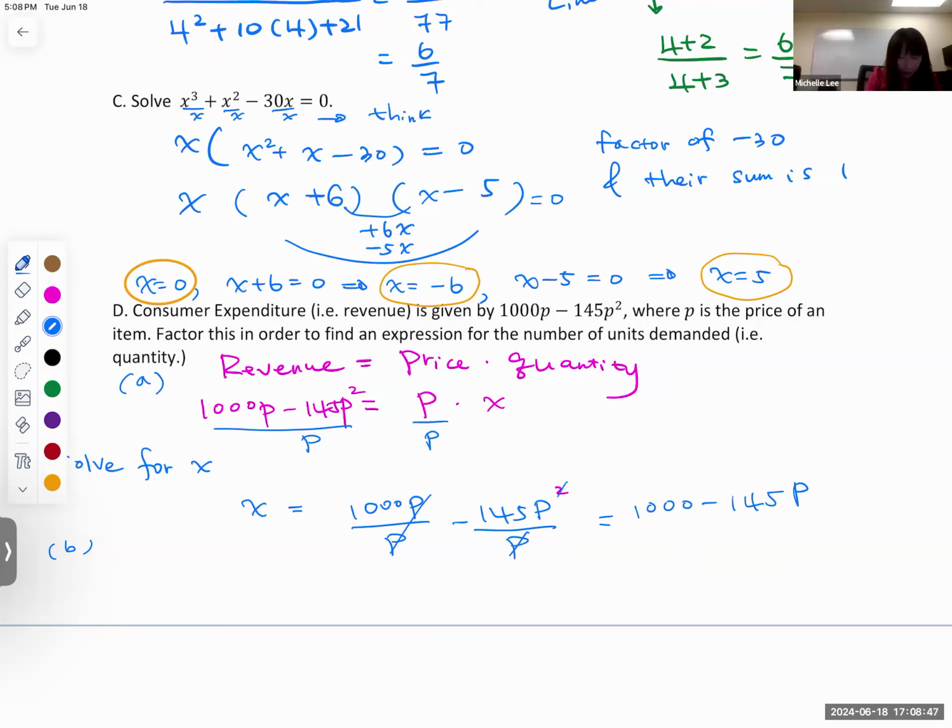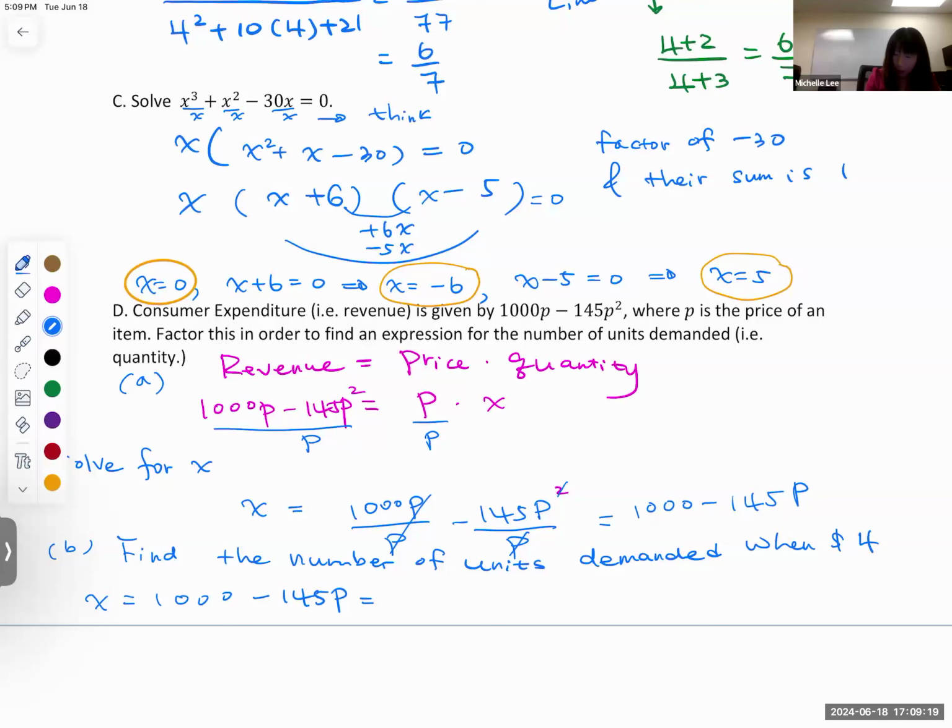In the homework, this is the first part. For the second part, use the above to find the number of units demanded when the market price is, let me just denote, $4. Then x equal to 1000 minus 140p, where p, the price, is $4. So 1000 minus 140 times 4, and when you calculate, that would be 420.